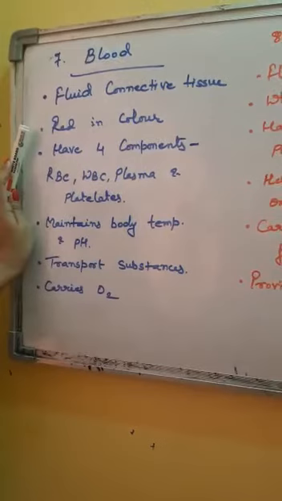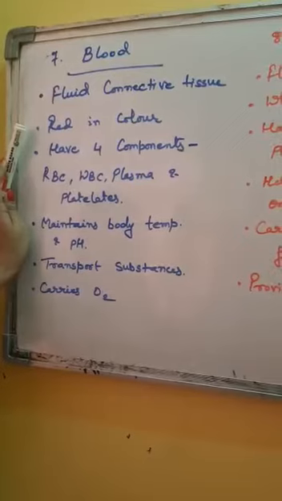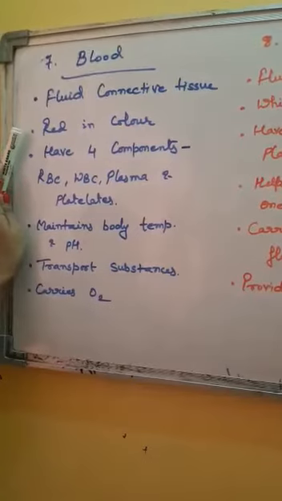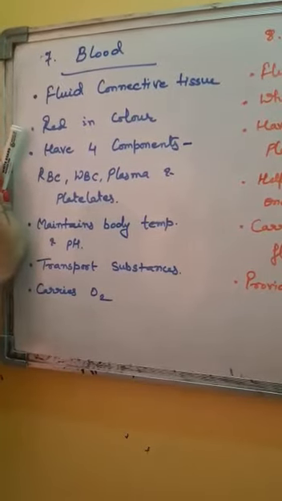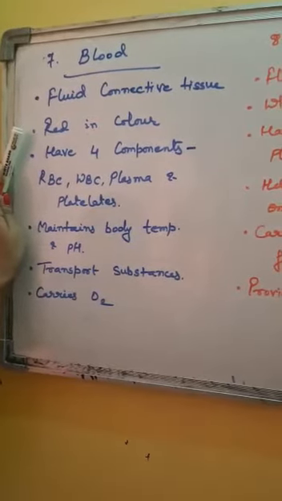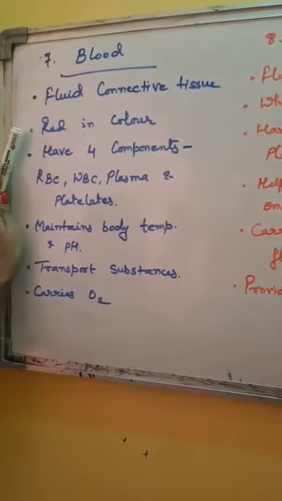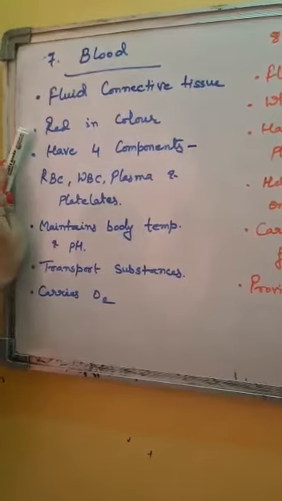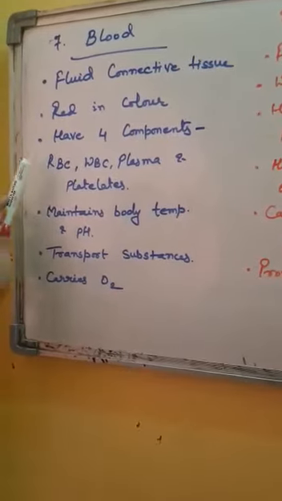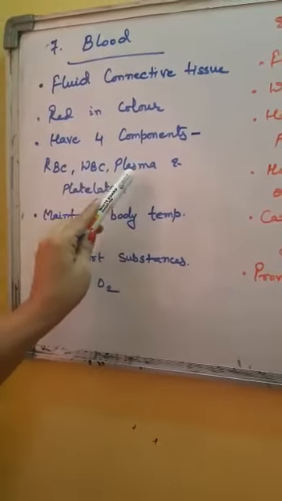Hemoglobin is a red colored pigment. It has the ability to bind with oxygen. So hemoglobin binds with oxygen and carries it to each and every part of the body. So hemoglobin is an oxygen carrying pigment which is red in color, and due to the presence of hemoglobin, blood is red in color. Blood has four components: RBC, that is red blood corpuscles; WBC, that is white blood corpuscles; plasma and platelets.